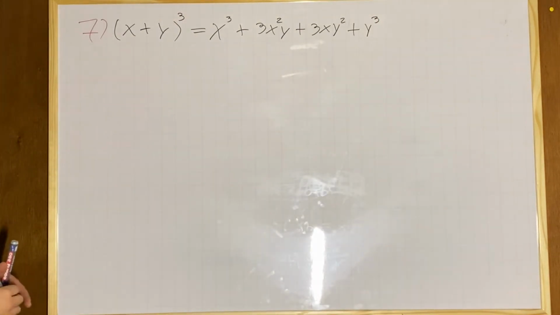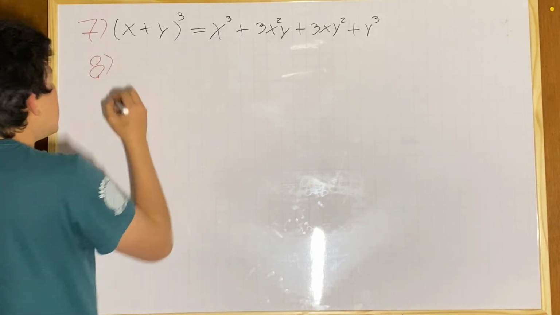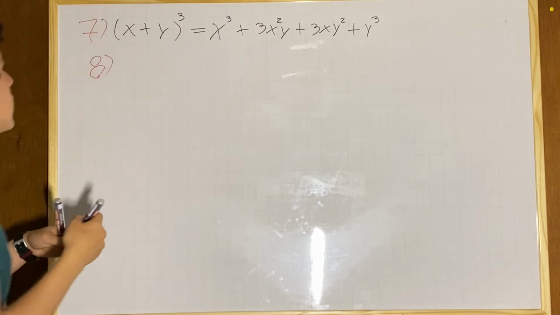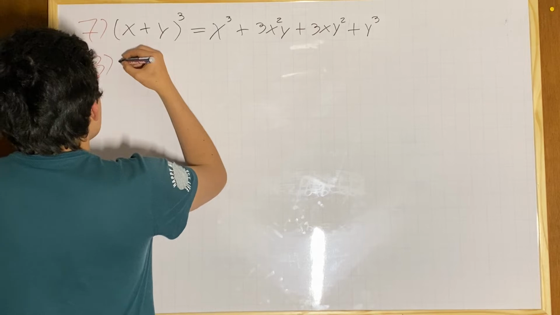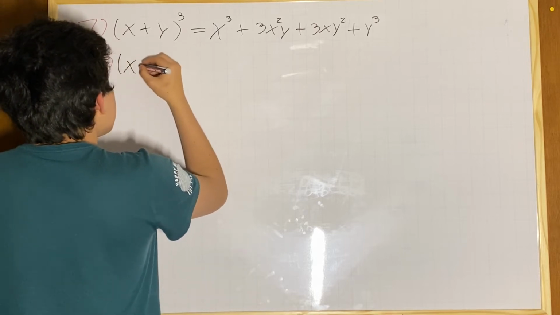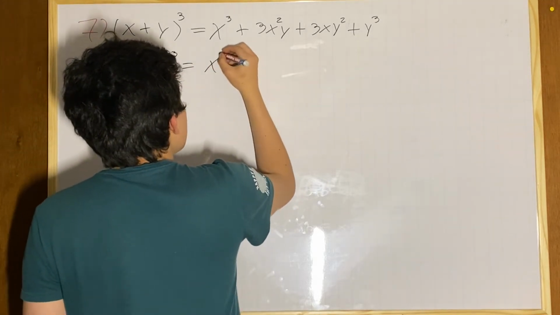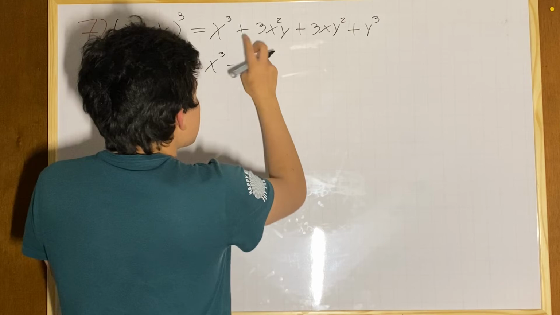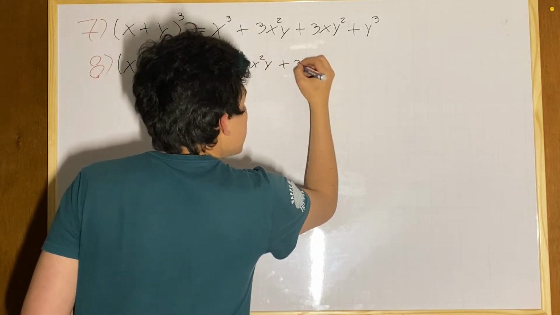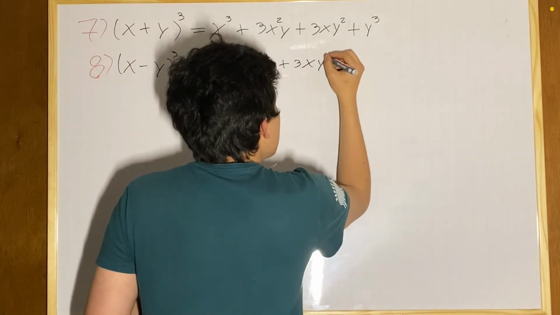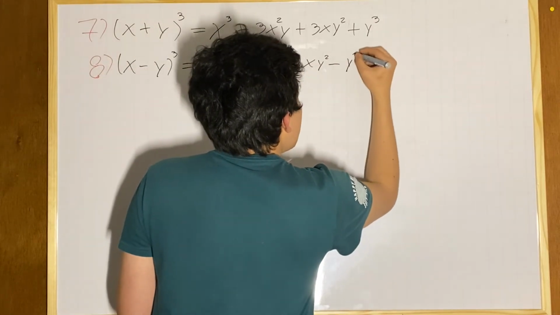Now, what if we have a subtraction that we are cubing? So, let's say we have (x - y) cubed. Simply, we know this would be equal to x cubed minus, you're going to switch the first sign now, and you're going to keep the middle the same. You're not going to change absolutely anything. Just remember, you need to switch the squares, minus y cubed.